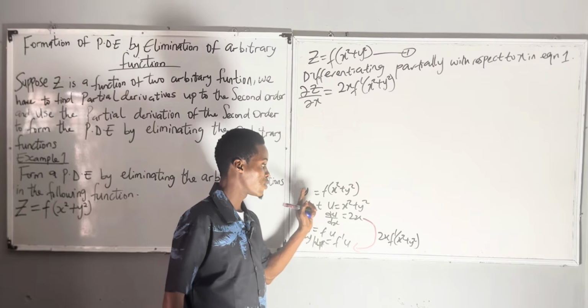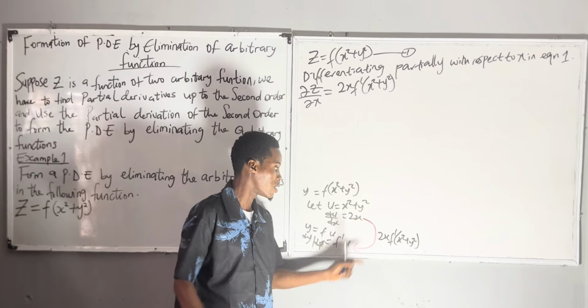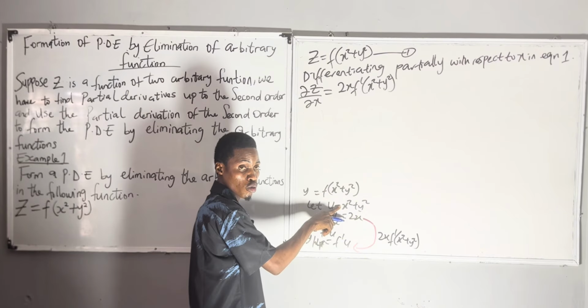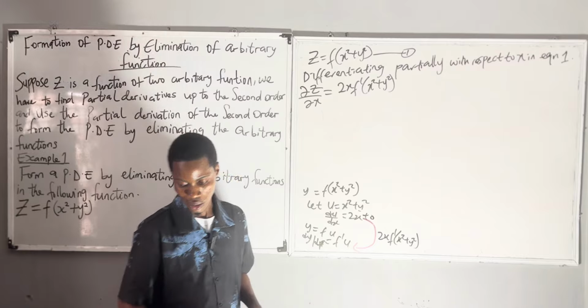If I'm differentiating with respect to y, where I have 2x here, I'm going to have 2y. I'm only considering y squared, not x squared. Here it is plus 0 because I'm differentiating with respect to x.